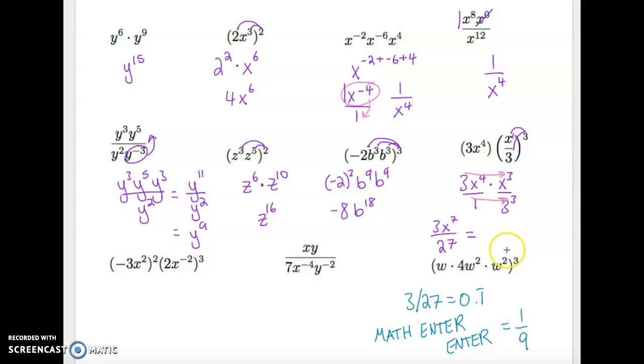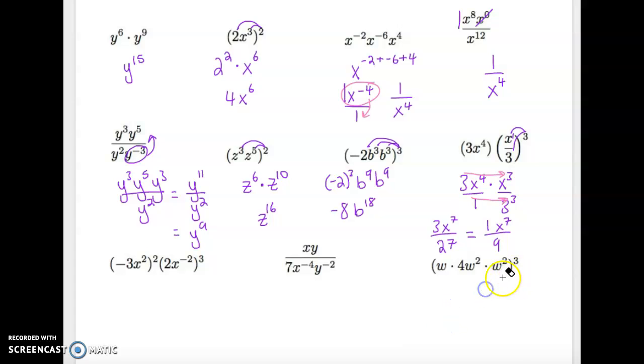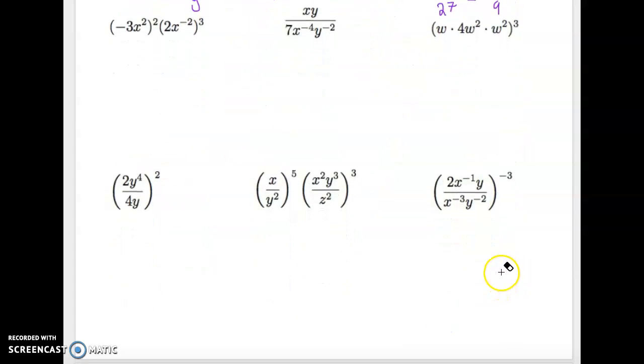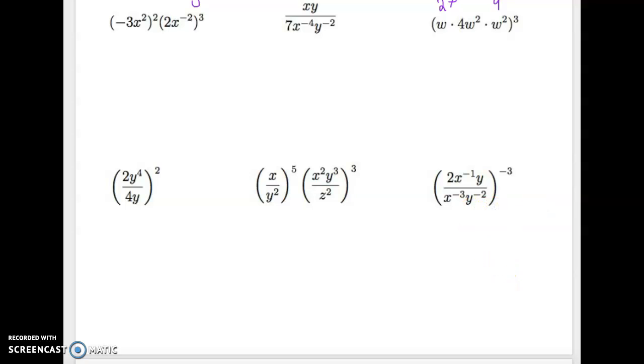So then I'll have my 3 over 27 reduces to 1 over 9, and then I still had that x to the 7th in the numerator. Beautiful. Do you technically need that 1 there? No, but it's okay if it's there. All right, let's go ahead and erase these, and then we'll work on these next problems as well. Okay. So these ones are, I think, going to require a little more work, so I gave you a little more space to work with them.